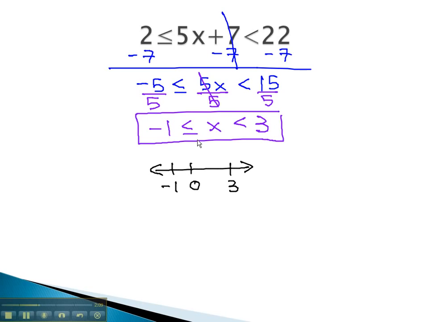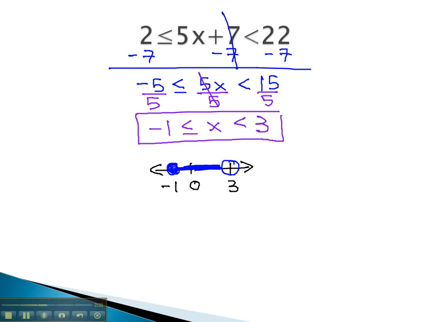At negative 1, because the graph is or equal to, we will need a closed circle. At 3, because it's strictly less than, we will use an open dot. Because x is between these values, we will graph between those values on the number line.